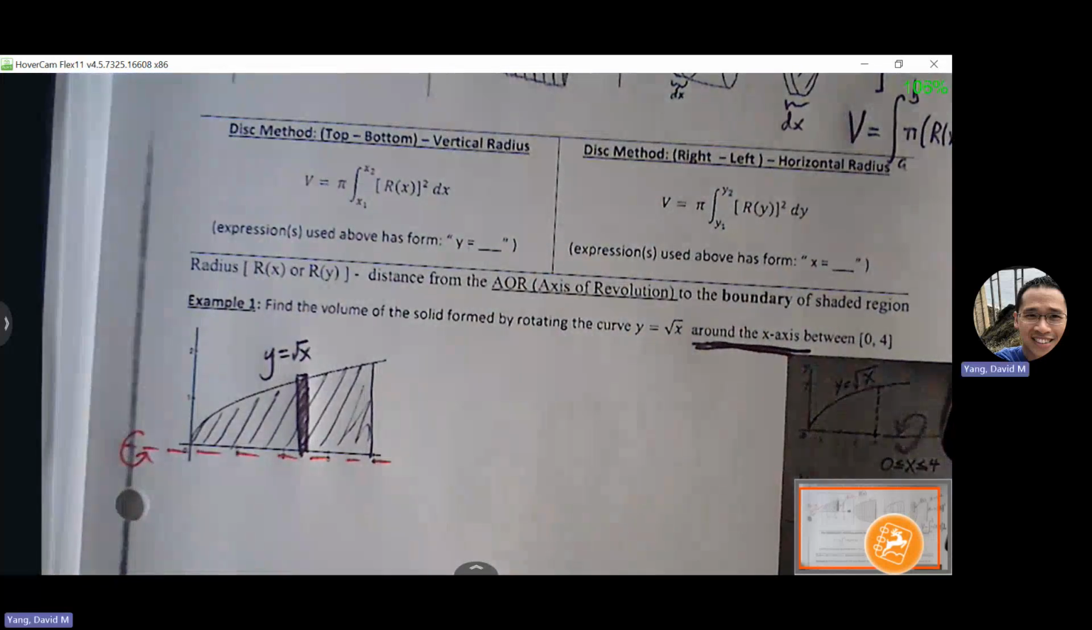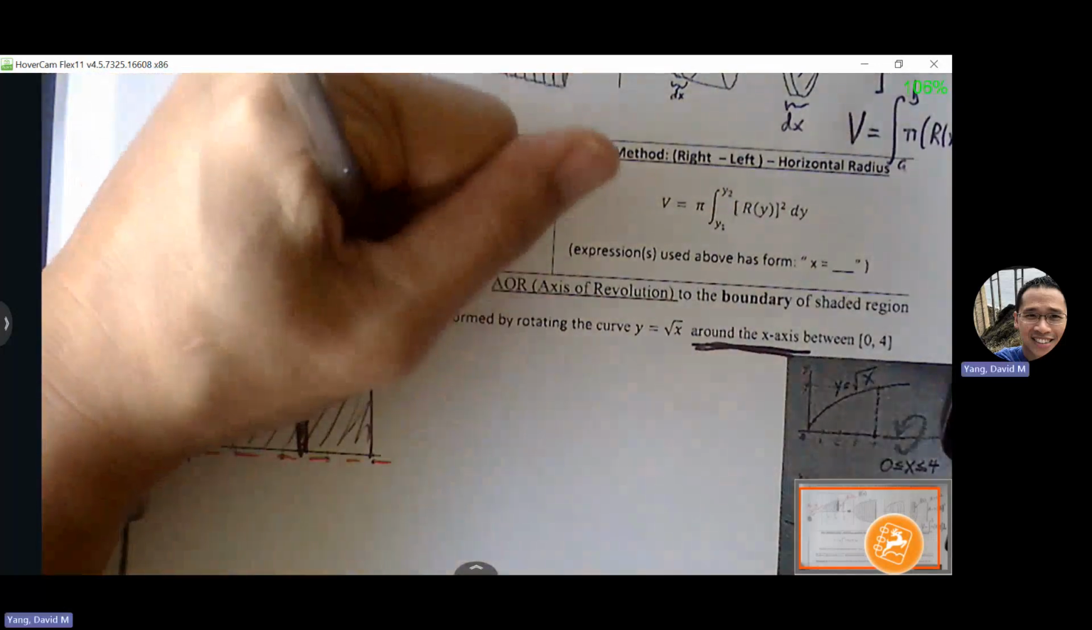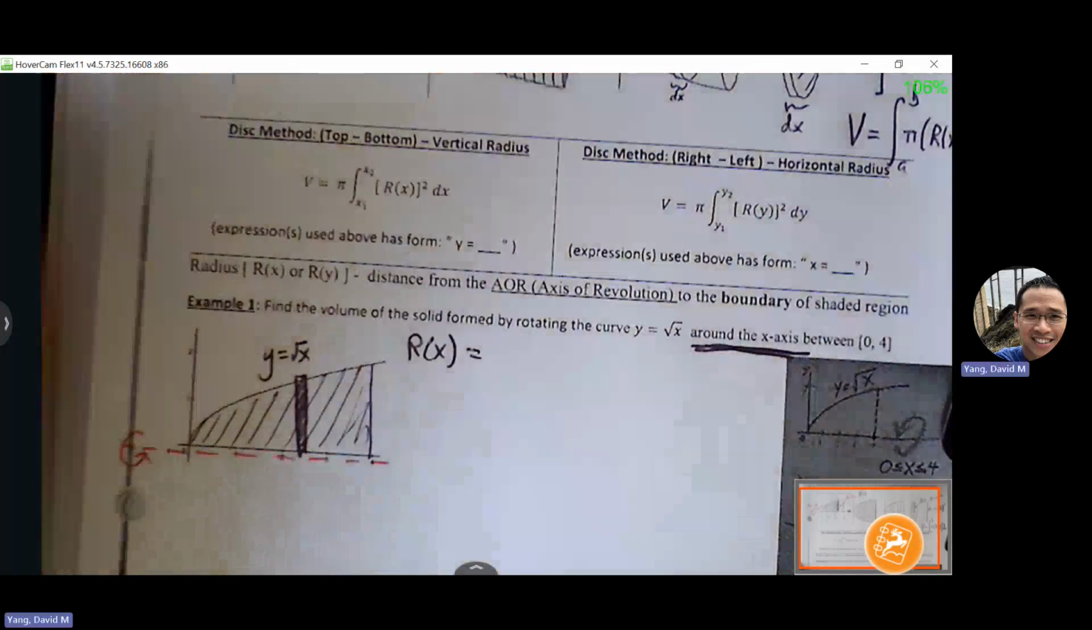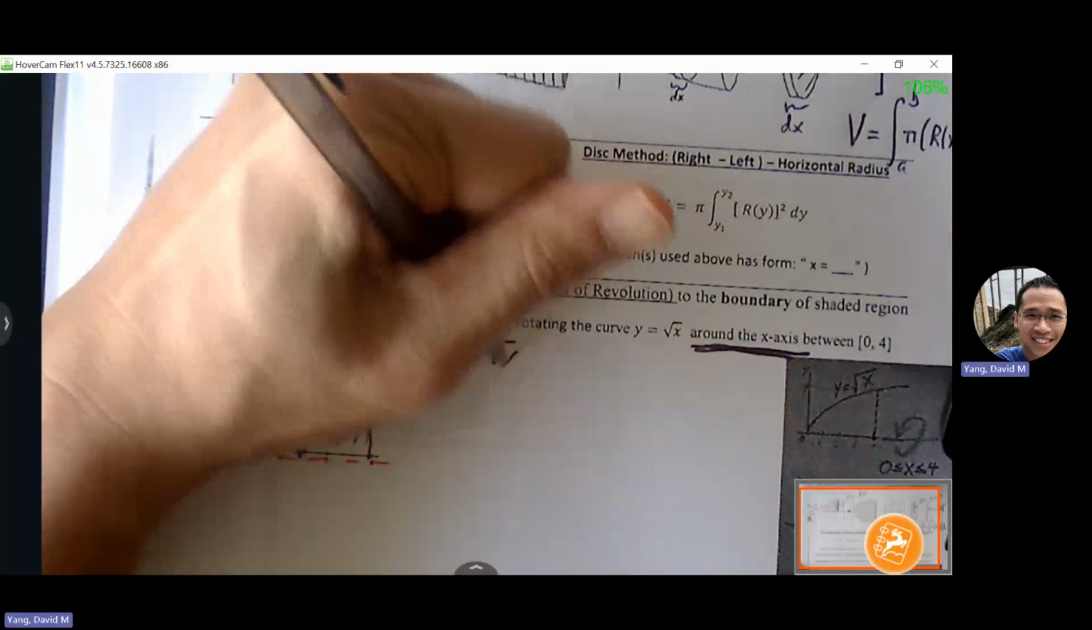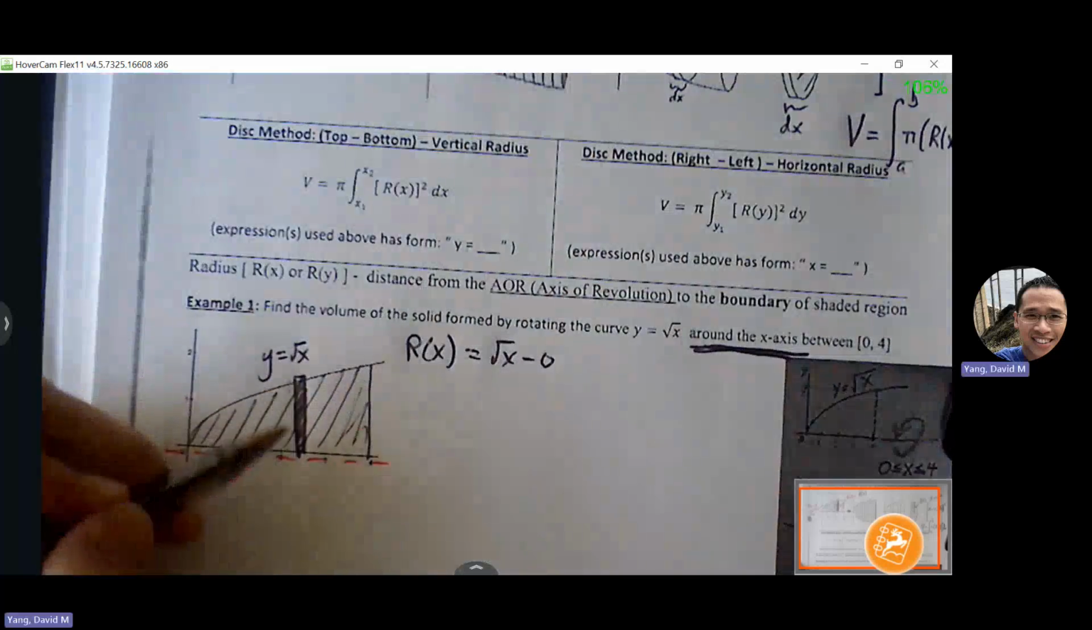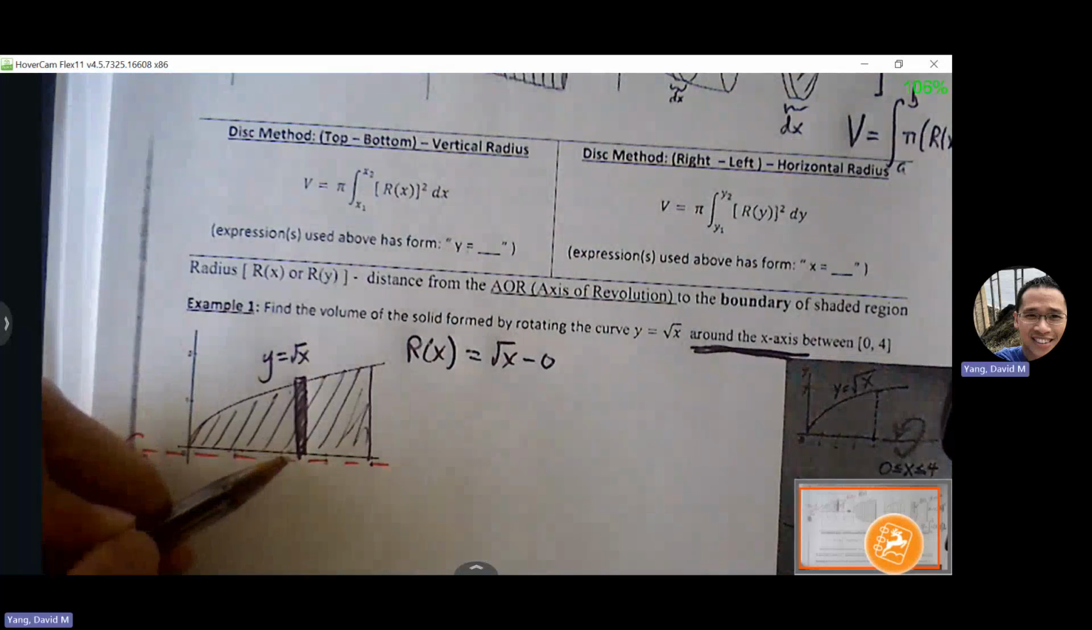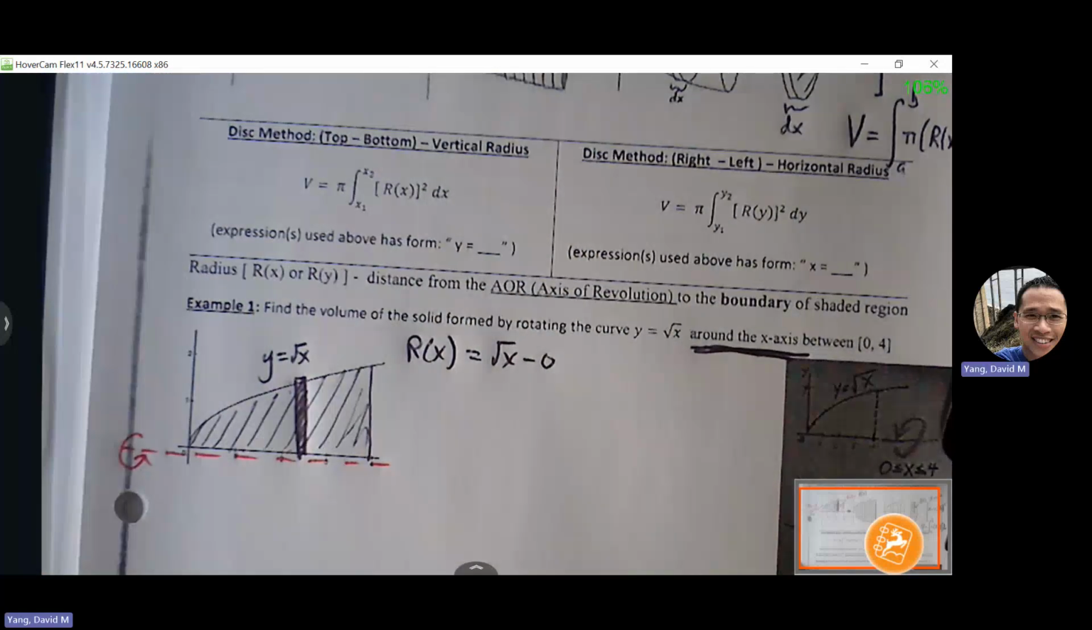We call that radius, big R of x. So our radius is just how we would do top minus bottom, imagine this is the height of a rectangle. We just do top minus bottom, but now we're going to call it R of x. All right, so root x minus 0, top minus bottom. Top is sitting on the curve. The bottom is sitting on the x-axis, which is simply root x.